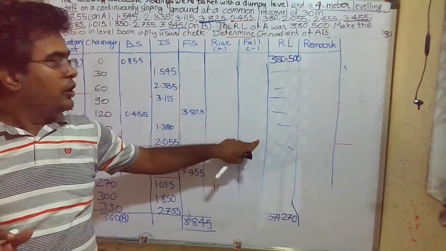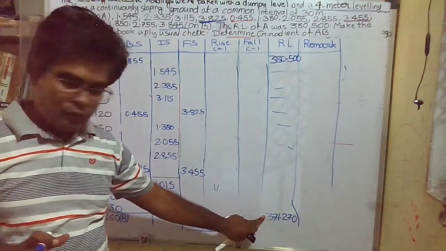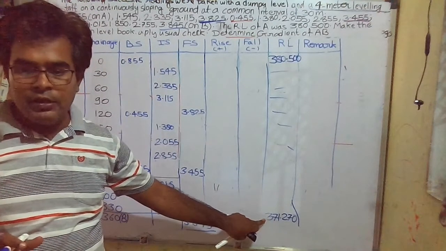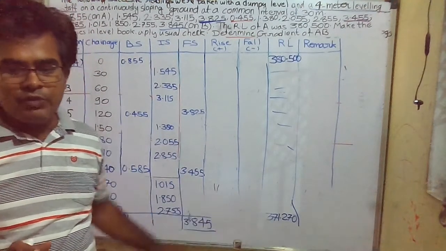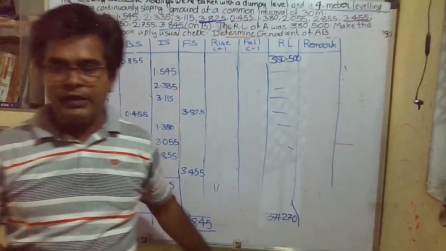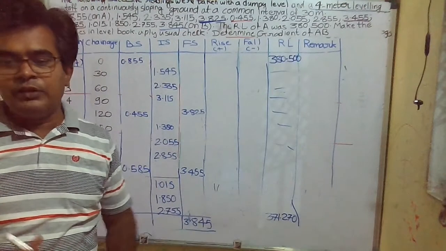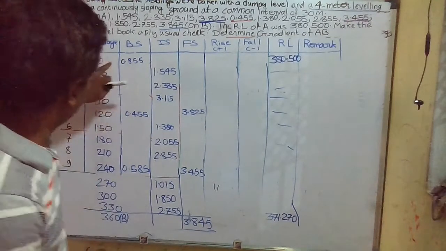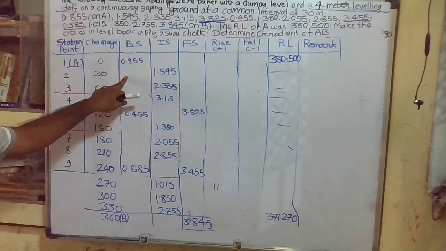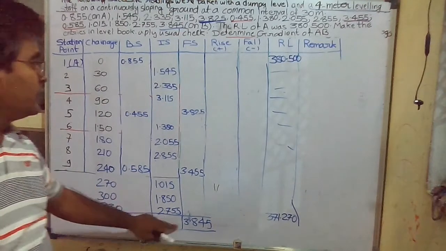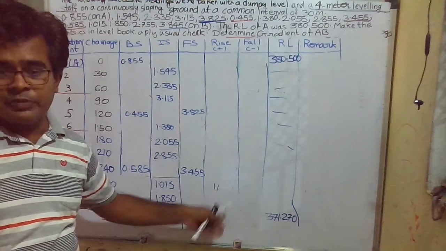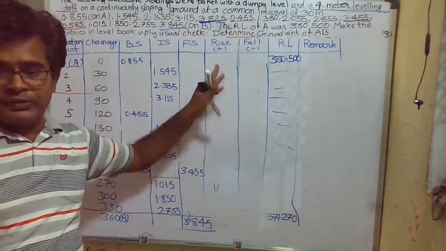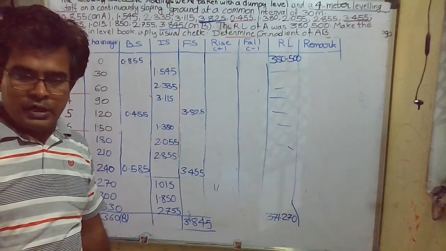So here we need the RL of the last point. That is what we got here. The RL of the last point is 371.270. You can calculate it and find the RL of the last point as 371.270. Again we have to do the same arithmetic check: summation of backsight minus summation of foresight should be equal to summation of rise minus summation of fall, which equals last RL minus first RL. That check we have to give.